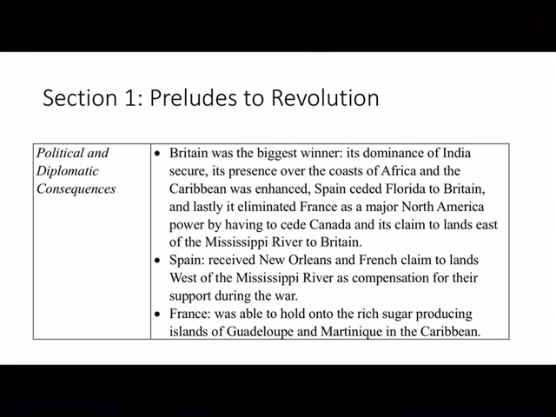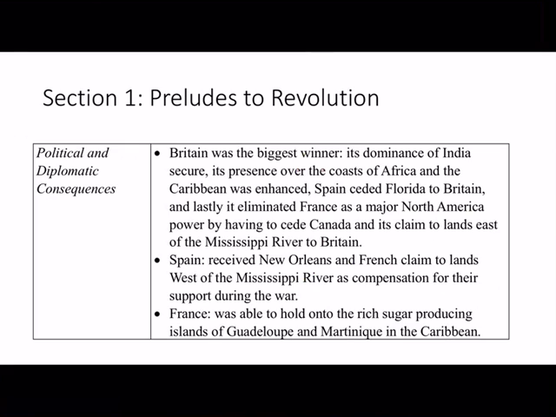Next, we have Spain, who was allied with France. So they're kind of in the middle here as a winner and a loser. They do receive New Orleans and French claims to land west of the Mississippi River as their compensation for their support during the war. However, as I mentioned, they do have to cede Florida to Britain.